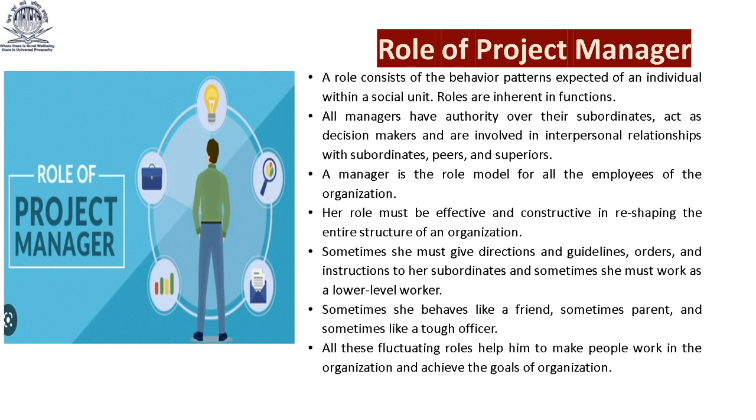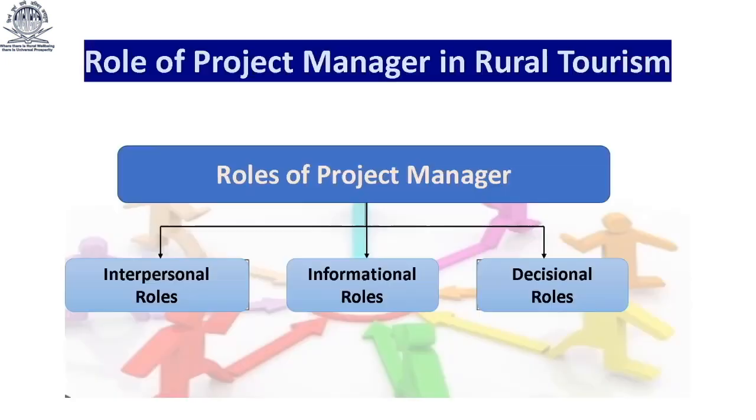Sometimes she must give directions and guidelines, orders and instructions to her subordinates, and sometimes she must work as a lower level worker. Sometimes she behaves like a friend, sometimes a parent, and sometimes like a tough officer as well. All these fluctuating roles help make the people in the organization work and achieve the goal of the organization in an effective and efficient manner.